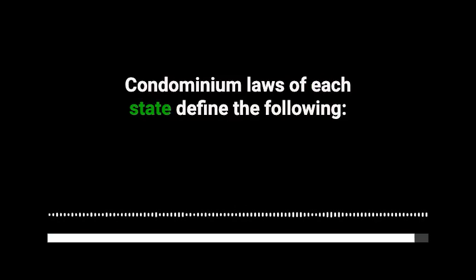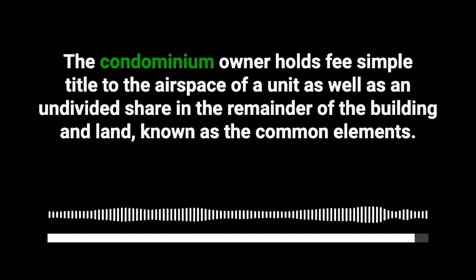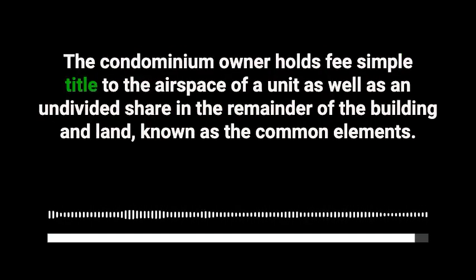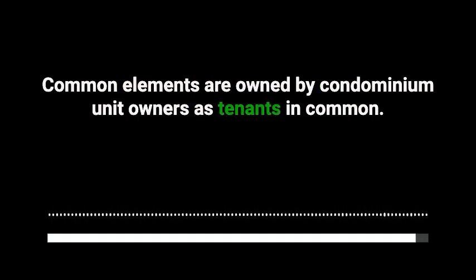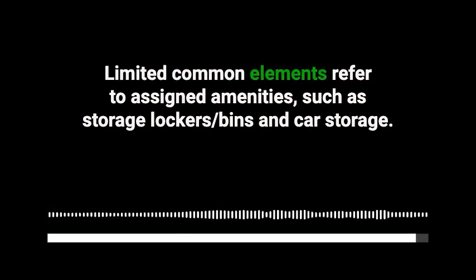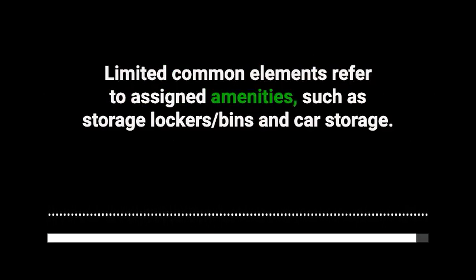Condominium laws of each state define the following. The condominium owner holds fee simple title to the airspace of a unit as well as an undivided share in the remainder of the building and land, known as the common elements. Common elements are owned by condominium unit owners as tenants in common. Limited common elements refer to assigned amenities, such as storage lockers, bins, and car storage.